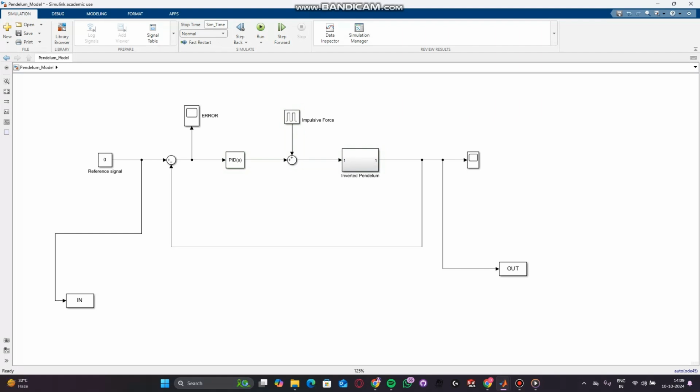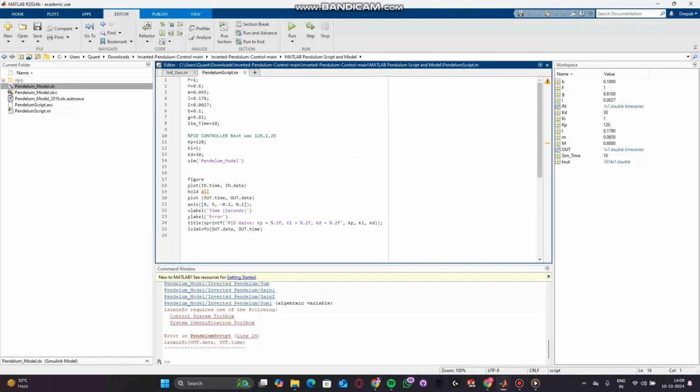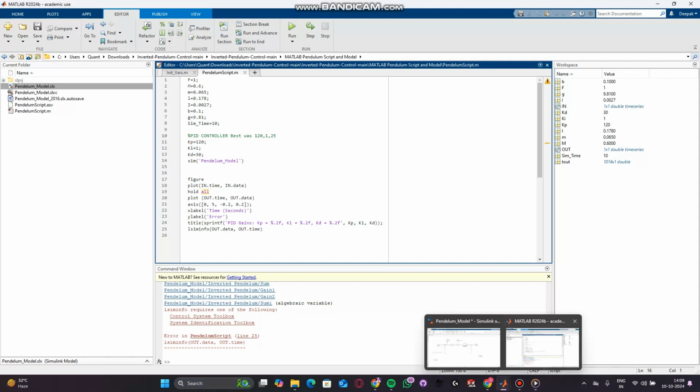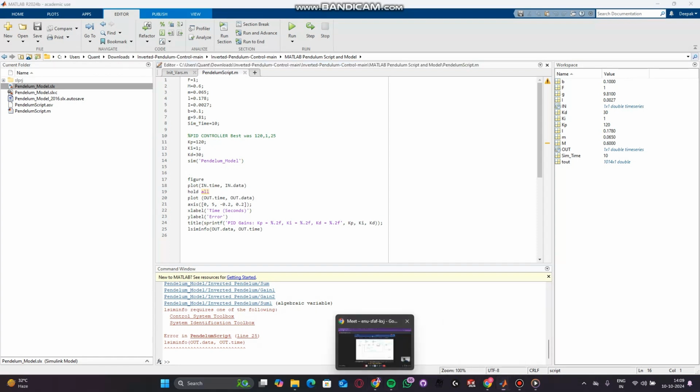I've used two scopes here. Both of these scopes actually give the same value, since the reference signal is 0, so I actually had to have only one, but I have two here. I've generated most of the graphs using this code in MATLAB, because I personally like to get the graph immediately without having to open the scope. It's just a personal preference. Now I'll go back and explain the model.